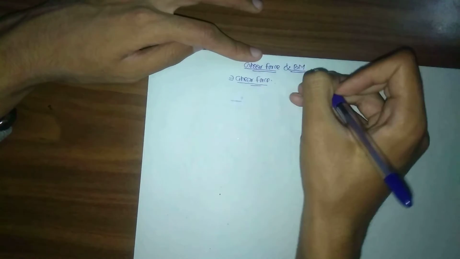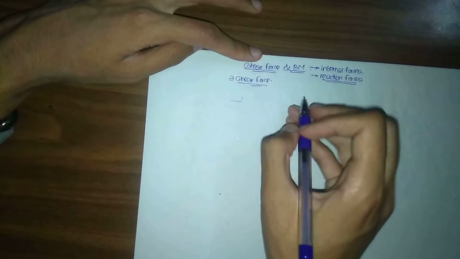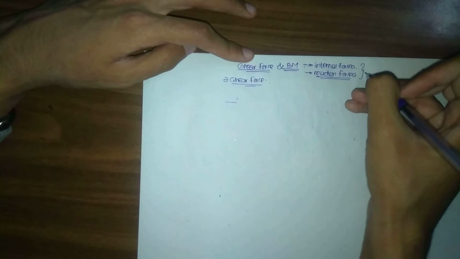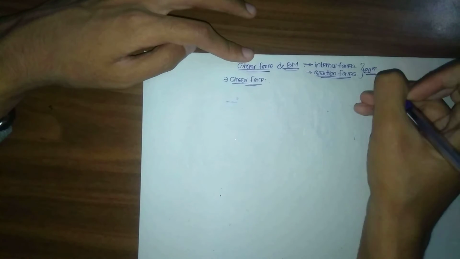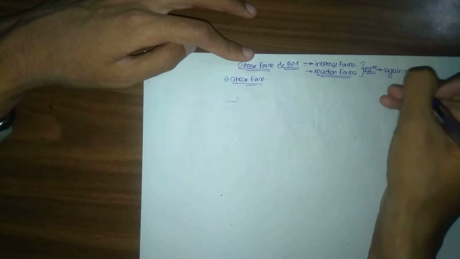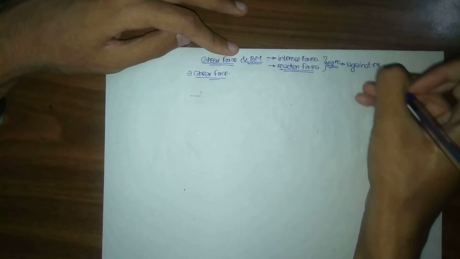Shear force and bending moment both are internal forces. They are examples of internal forces, and they are examples of reaction forces. These are the reaction forces which are produced in the beam in order to maintain equilibrium in the beam against external forces.